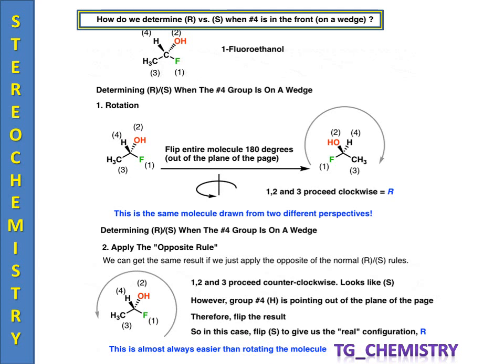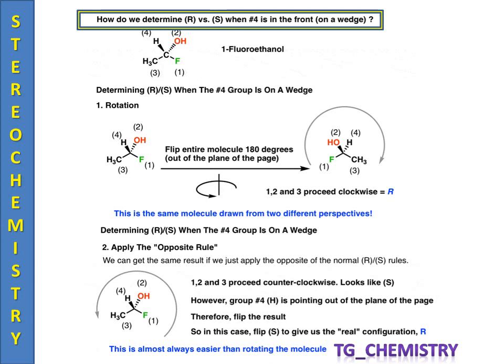The second one is we need to apply the opposite rule. How can we do that? We can get the same result if we just apply the opposite of the normal RS rule. This is a very tricky one. As I said, I will be talking about some of the easiest tricks. So this is one of the tricks: whatever way they are, like you can see in 1-fluoroethanol, the way it is represented, the 4th priority group is in the wedge form.